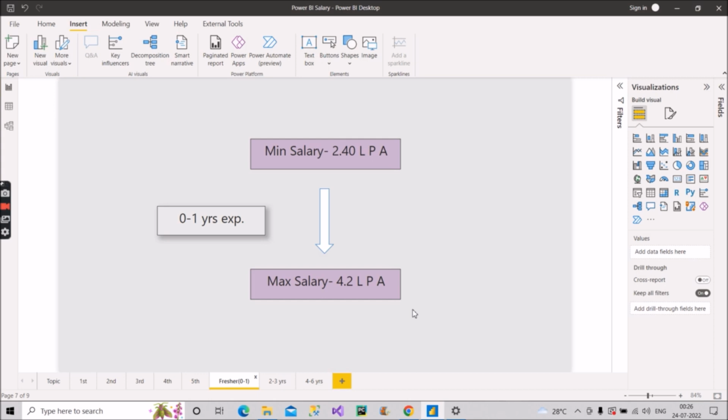Let me know in the comment box who are those freshers who are being offered this low salary also, so that people get to know that these are the real salaries. And the maximum salary, as you can see here, is 4.2 LPA with 0 to 1 years of experience.